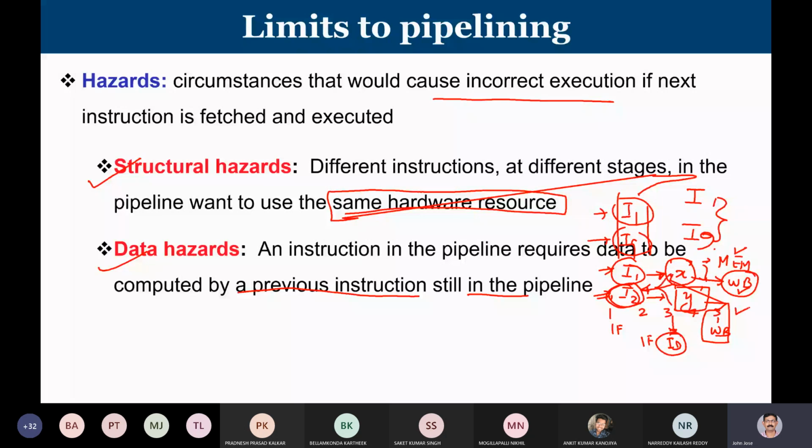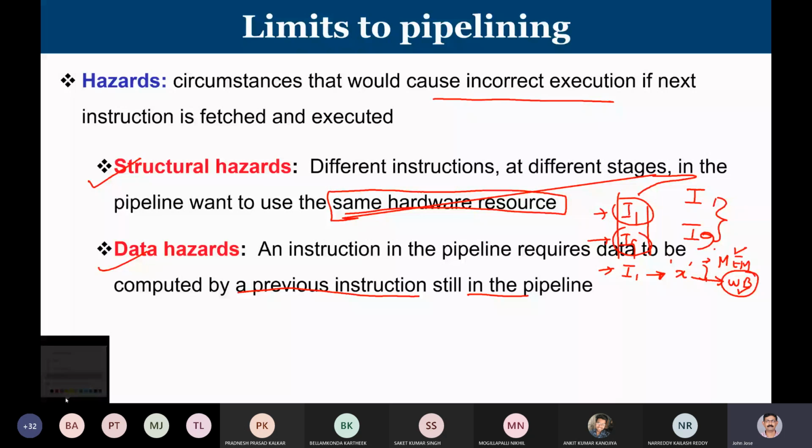The second instruction wants to use the result a little early, and that is going to create a problem, because I am going to use the result earlier than expected. So there exists a dependency between I2 and I1, and if you permit I2 to execute in its assigned time order, that is going to create a problem. An instruction in the pipeline requires data to be computed by a previous instruction in the pipeline. So if you run the second instruction in the assigned time slot, it can cause an incorrect execution. That is why it is known as a data hazard.